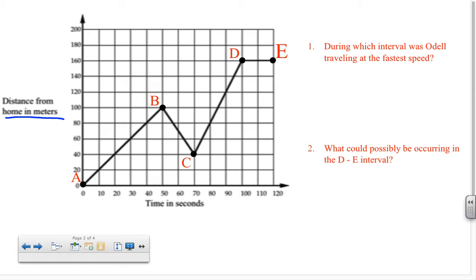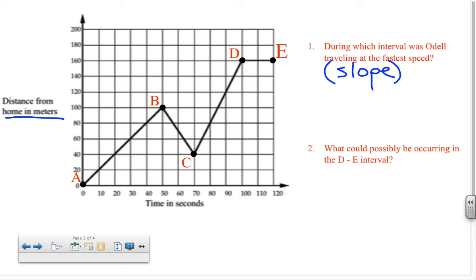Anytime we have to decipher something like this with a distance graph, when were you moving the fastest, when were you traveling the quickest, anything phrased like that, it's basically a fancy way of saying find the greatest slope in the graph. This can be done visually if we have something as accurate as this where we can clearly see the lines.